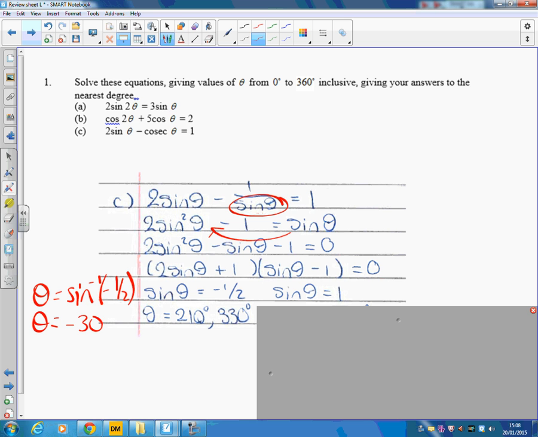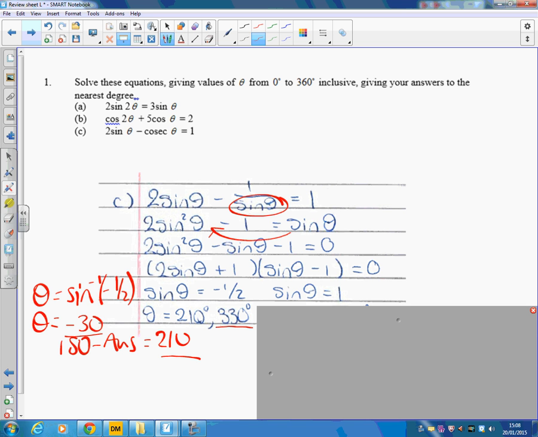The rule for sine is that you do 180 minus your answer, so it's 180 minus minus 30 gives you 210, and then once you have the original pair you add 360s to get whatever else is in the range. So minus 30 plus 360 makes 330, that's this answer. 210 plus 360 is too big, so we're not going to worry about that one.